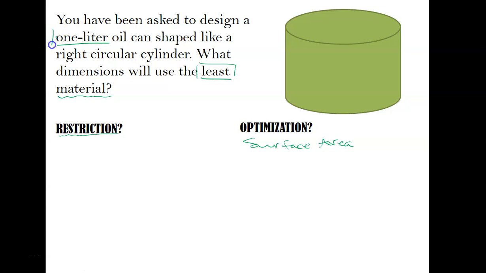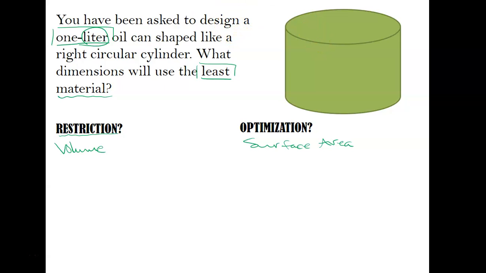1 liter is volume. So my restriction here is going to be the volume of the can. Now I want you to be careful with units here. You can stick with liters, but when you start talking in liters, your units on your dimensions are going to be, I believe, decimeters, which I'm not playing with.